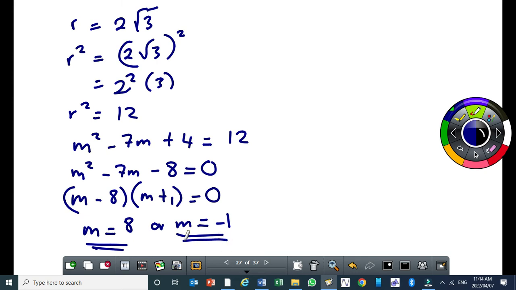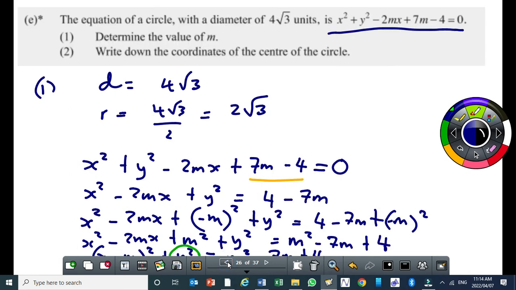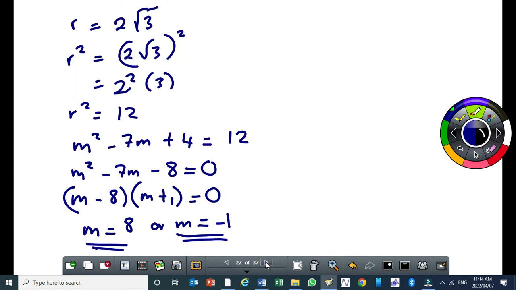So we have got two values for what? For m. Now, are we given any restriction as to what value of m is supposed to be? No. So we need to take into account that m can be any of those two values. We are not told that m is supposed to be positive or negative. Therefore, we have to consider both answers.